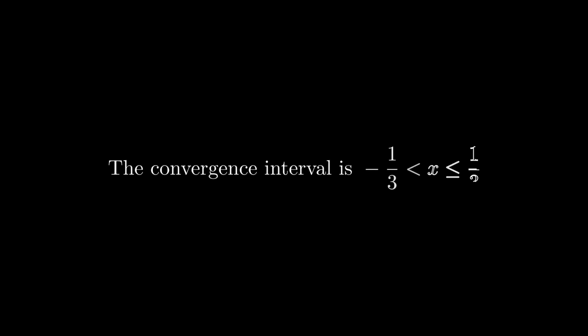And this means that we do not include -1 over 3 into our interval of convergence. And so our final interval of convergence is from -1 over 3 to 1 over 3, and it's inclusive of 1 over 3, not -1 over 3.